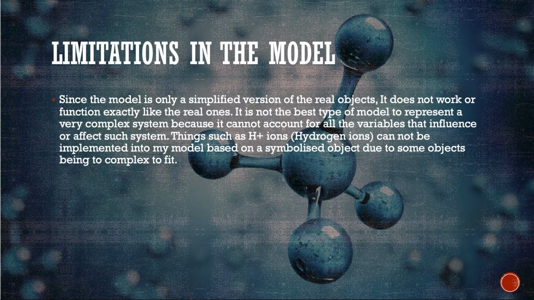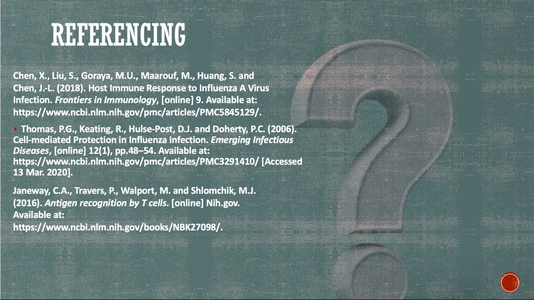So limitations in the model were, since the model was only a simplified version of the real objects, it does not work or function exactly like the real ones. It is only the best type of model to represent a very complex system because it cannot account for all the variables that influence or affect such a system. Things such as H plus ions, hydrogen ions, cannot be implemented into my model based on a symbolized object due to some objects being too complex to fit. And that's it.